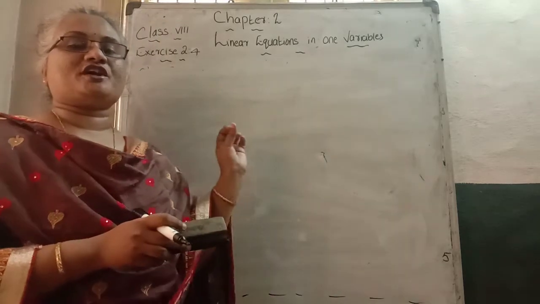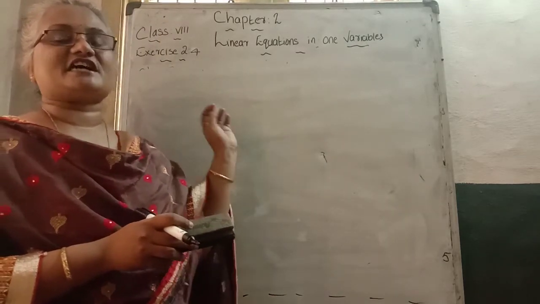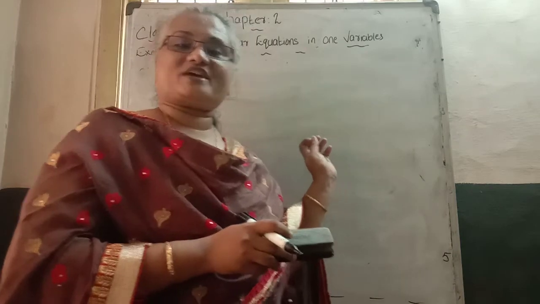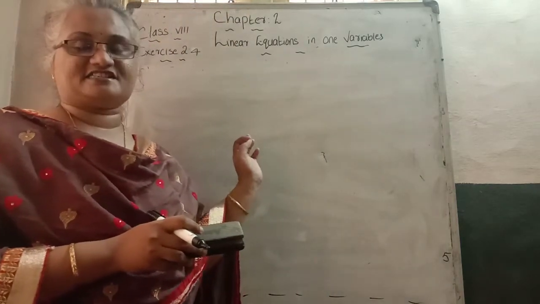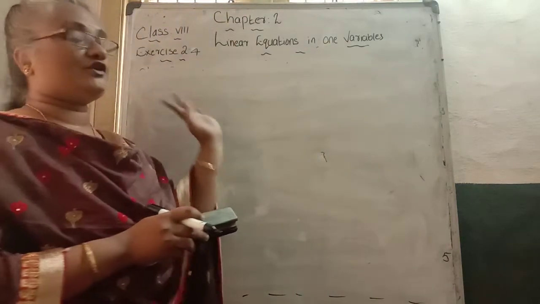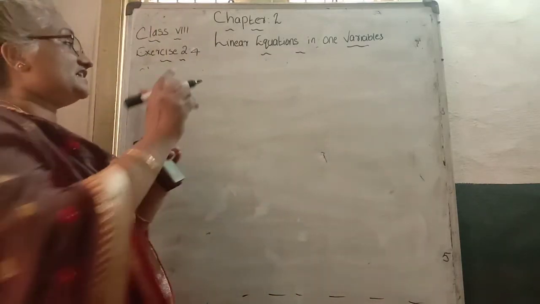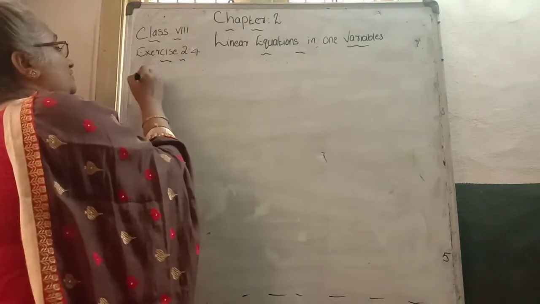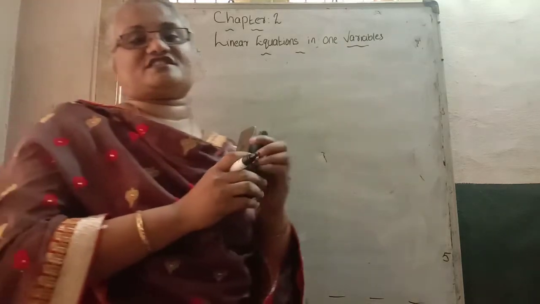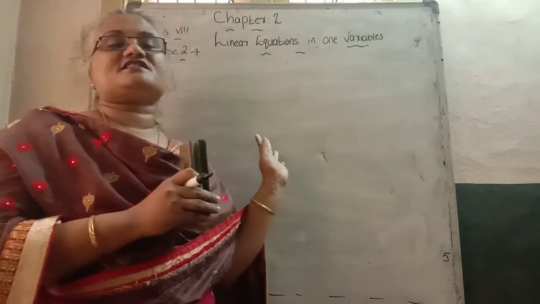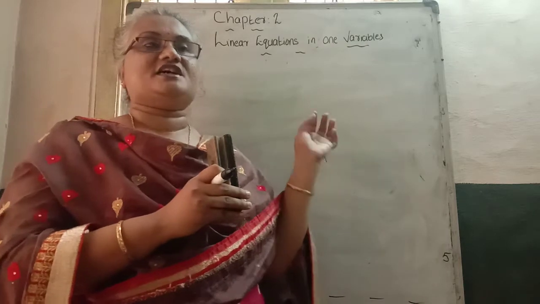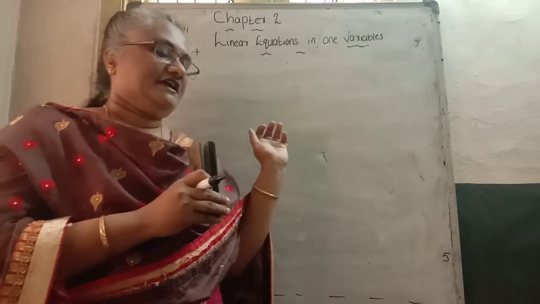Students, now we are going to learn about Chapter 2, Linear Equations in One Variable. Exercise 2.4: the first 5 questions we completed earlier. Today we are going to learn from the sixth question onwards. Now we are going to discuss the sixth question.